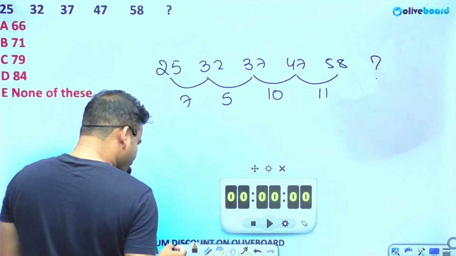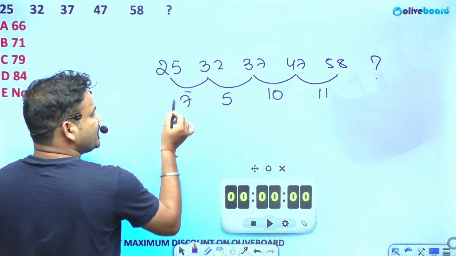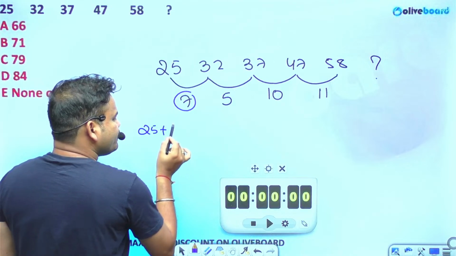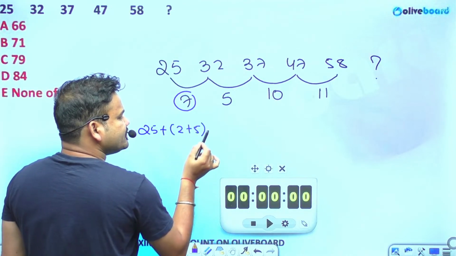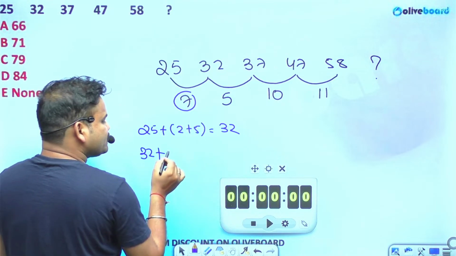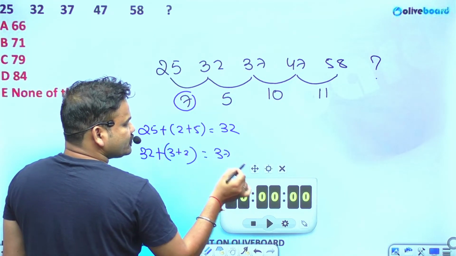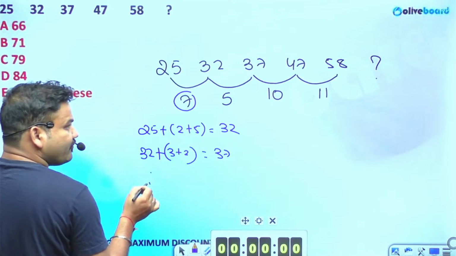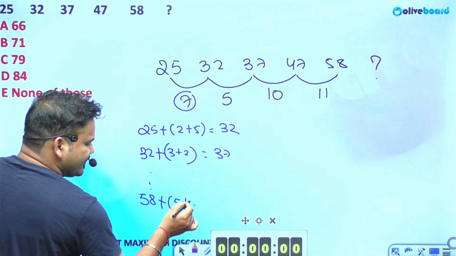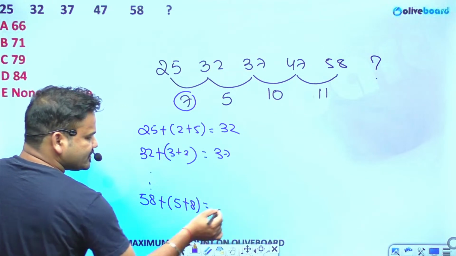But look at this point. It's easily visible that 7 is nothing but 2 plus 5. So 25 plus 2 plus 5, the sum of the digits, is equal to 32. Then we have 32 plus 3 plus 2, that is equal to 37. Similarly, the answer will be in the form of 58 plus 5 plus 8, and 5 plus 8 is 13. So 58 plus 13 will be the answer, which is equal to 71.